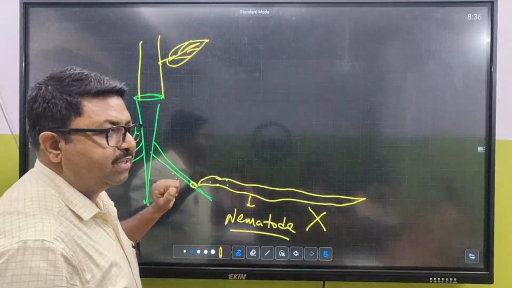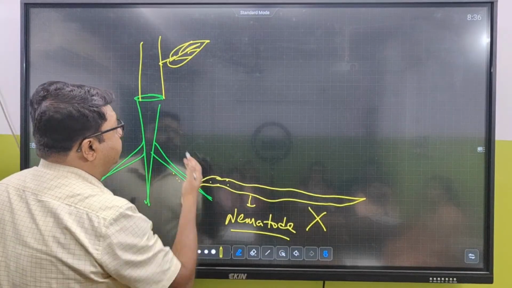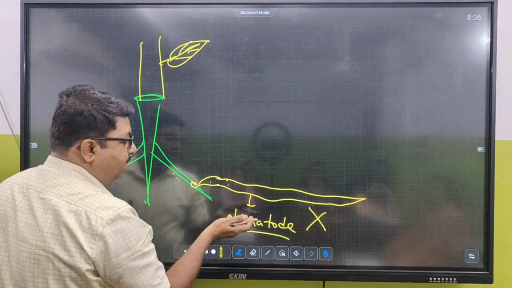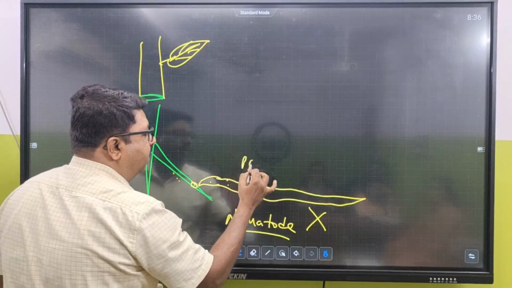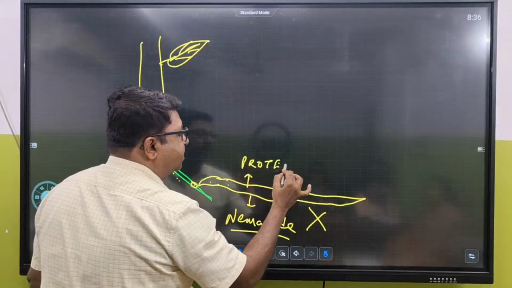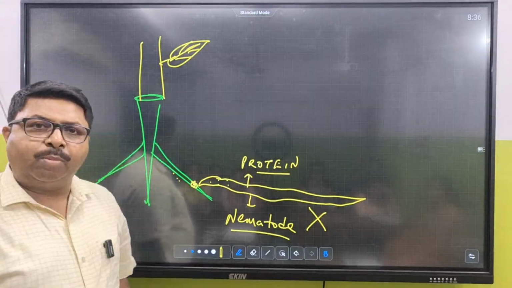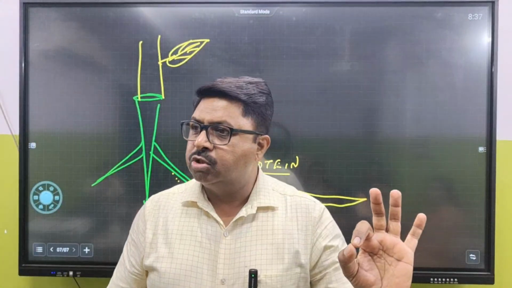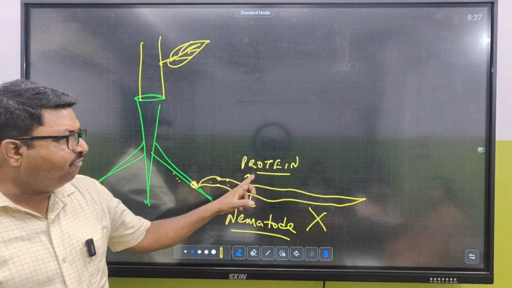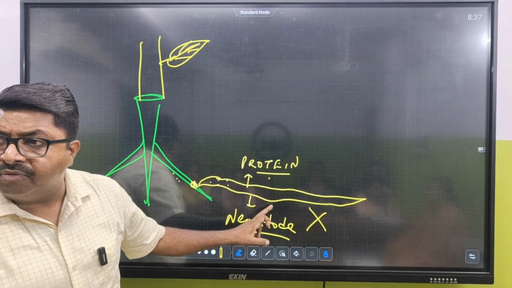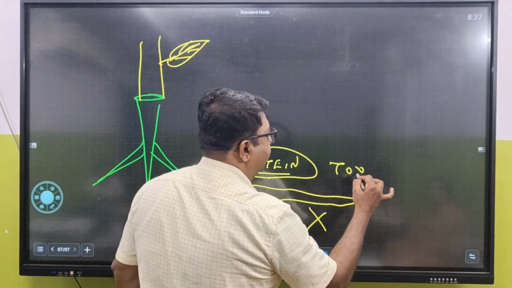And how can we do it? See. Silencing the mRNA of whom? Tobacco plant or nematode? Nematode. Because the nematode is going to make the protein. The nematode in its body is going to make the protein which is going to actually harm the cells of the tobacco roots. So we have to stop forming protein of whom? Of the nematode. Because this protein is going to act as a toxin.